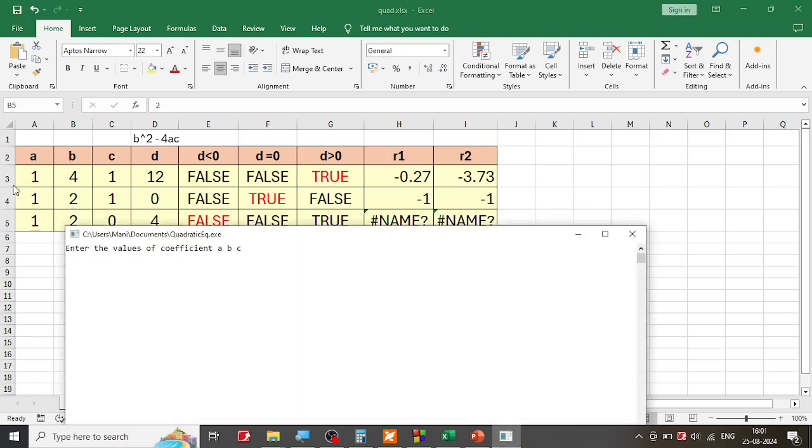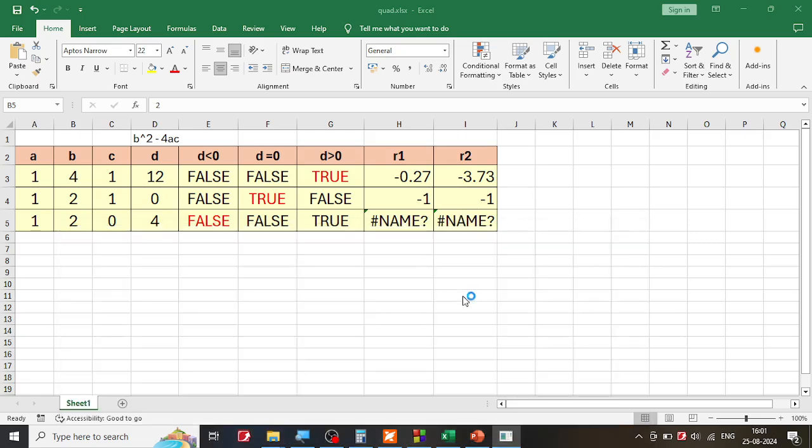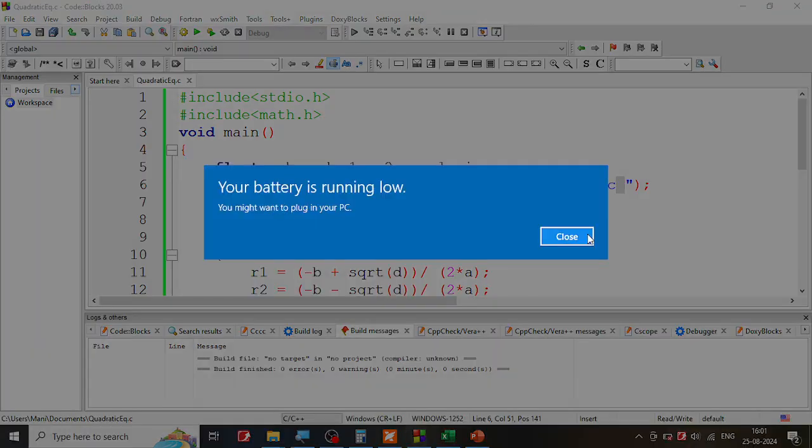Okay, so let's go ahead with this one. A is 1 and B is 2 and C is 1. So in this case, D value must be 0 and you must get the repeated roots. So you get the roots are same, equal roots, that is minus 1 and minus 1. So you get this value. Let me press any key and continue.